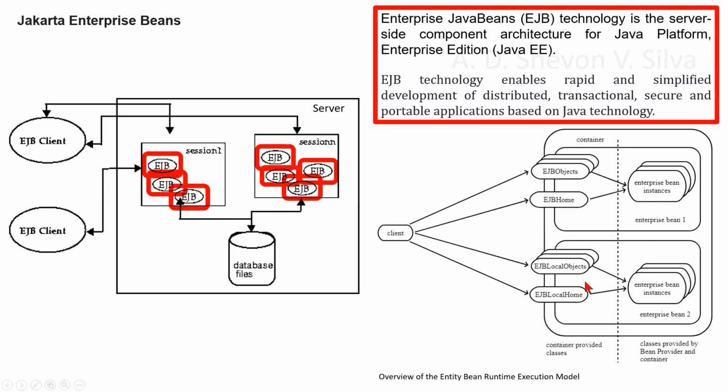Interface EJBLocalObject. The EJBLocalObject interface must be extended by all the enterprise beans' local interfaces. An enterprise bean's local interface provides the local client view of an enterprise bean object. An enterprise bean's local interface defines the business methods callable by local clients.